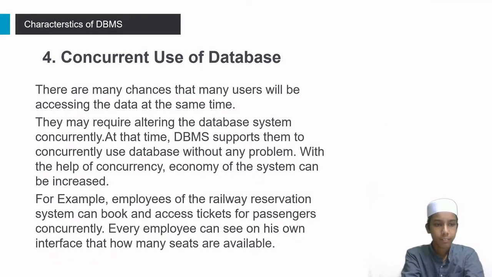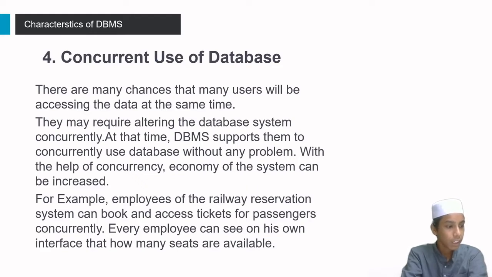And the fourth one is concurrent use of database. There are many chances that users will be accessing the data at the same time. They may require altering the database system concurrently. At that time, DBMS supports them to concurrently use the database without any problem. With the help of concurrency, the economy of the system can be increased.